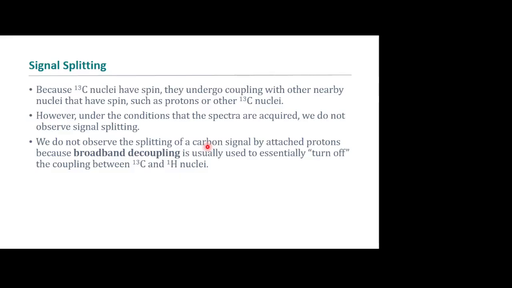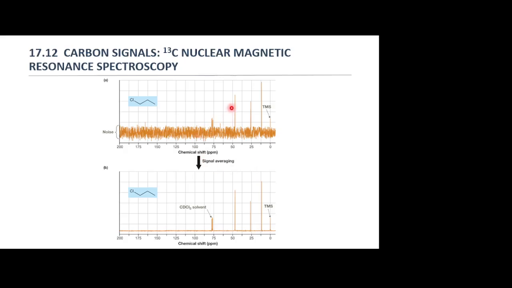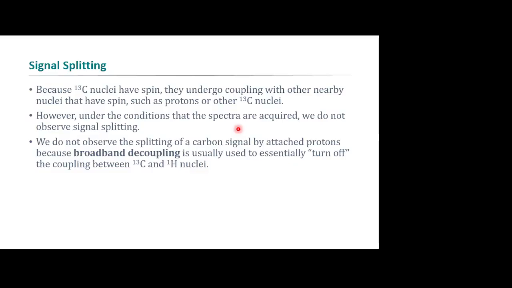They do cause splitting, but we don't see them in the spectra because of the broadband decoupling that we use. We use broadband decoupling to essentially turn off the coupling between the C13s and the H1s. Because if we allow those to couple, we take something that's already very low intensity and split it up among multiple peaks, and that causes even more problems. So typically we decouple those as best we can, and that's called broadband decoupling.